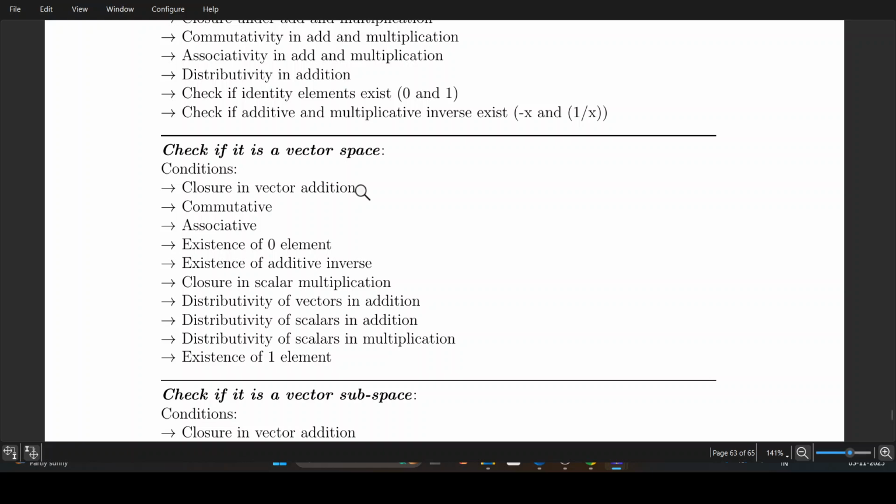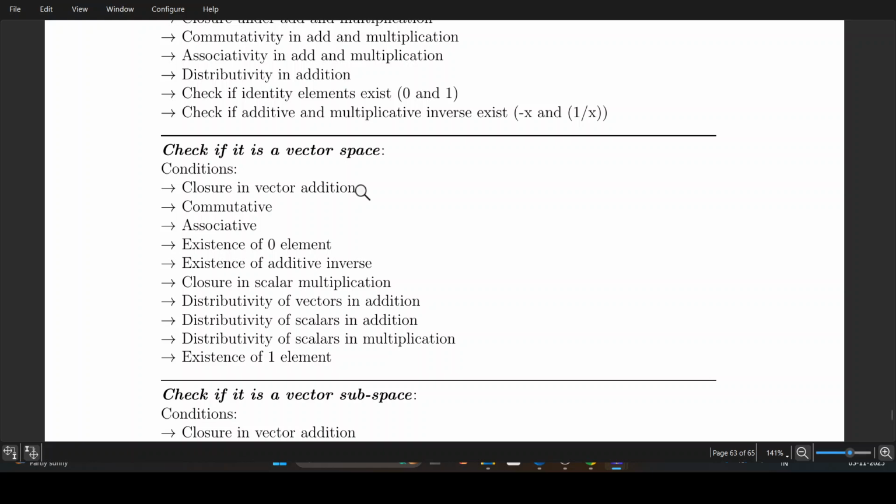So there are 3 points of distributivity. First is vectors in addition, so it is basically alpha into (u plus v), so it is alpha u plus alpha v, right? Then distributivity of scalars in addition is (alpha plus beta) into u, so it's alpha u plus beta u. And for scalars in multiplication, it is alpha into (beta into u), so it can be (alpha into beta) into u or (beta into alpha) into u. If you know, you know.